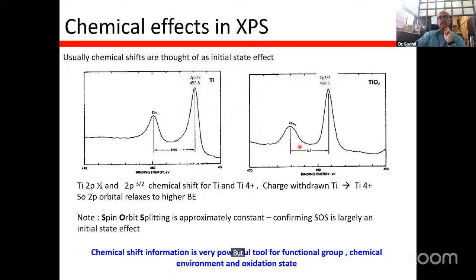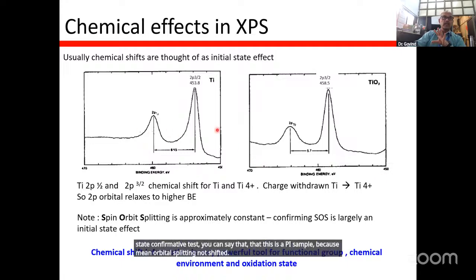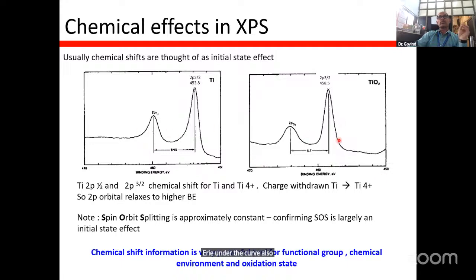But one needs to understand the spin orbital splitting. It always remains the same, 5.7, 5.7. So the spin orbital splitting is always constant. So that is a confirmative test. You can say that this is a Ti sample because the spin orbital splitting has not shifted. Area under the curve also is not going to shift.